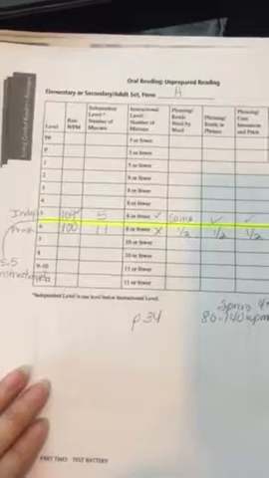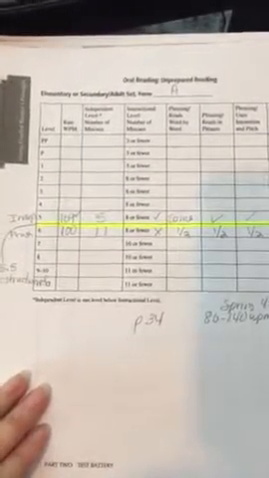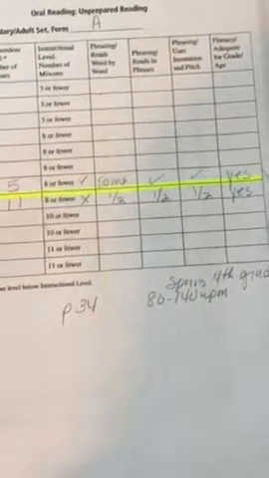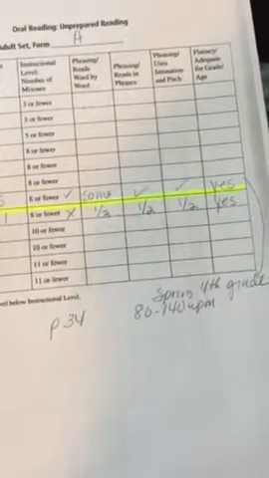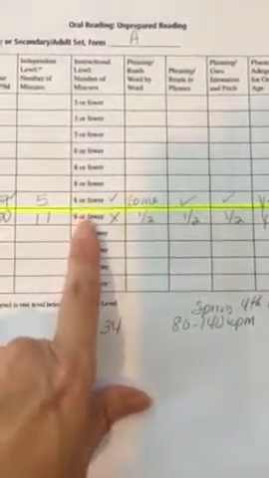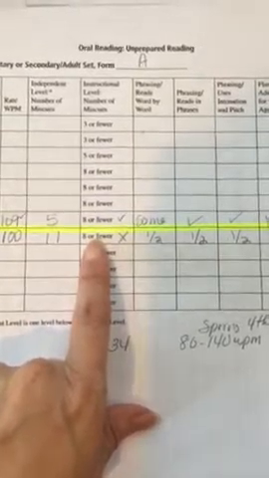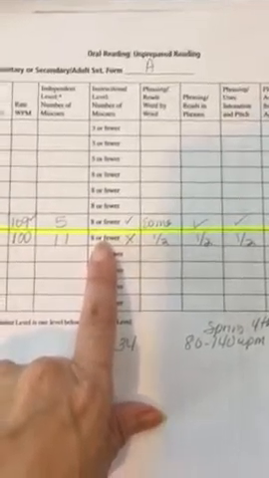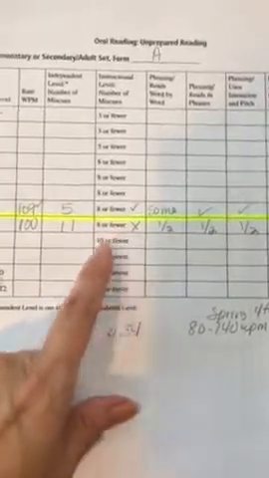Okay, so what we're going to do is talk about how to put this on the chart and then how to read the chart. So the first thing I did was, this is the unprepared reading, and this is talking about miscues. So from that earlier paper, I've already kind of worked on this, but what I want to do now is use this column right here to determine the independent, the instructional, and the frustrational level.